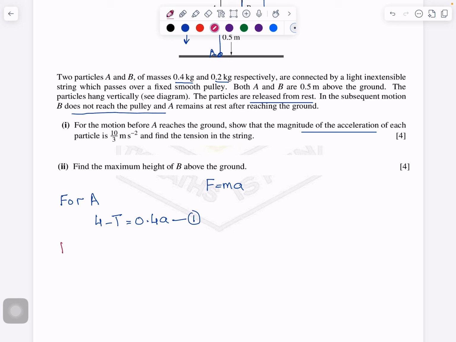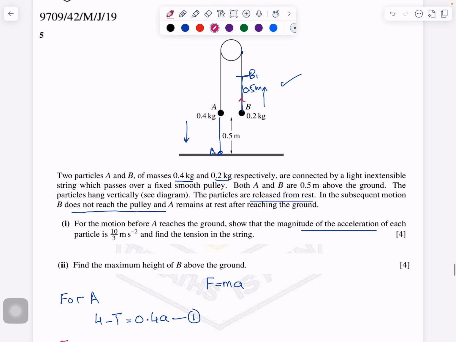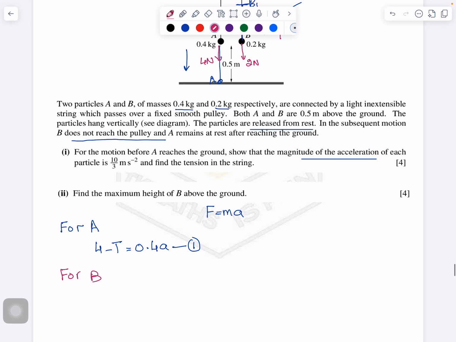Then for particle B, now B will go up. So there is tension and here is weight, which will be 2 Newton, and in this case it is 4 Newton. Because B is going up, it will be T minus 2 equals 0.2a. This is equation number 2. Now you will solve equations 2 and 1 simultaneously.